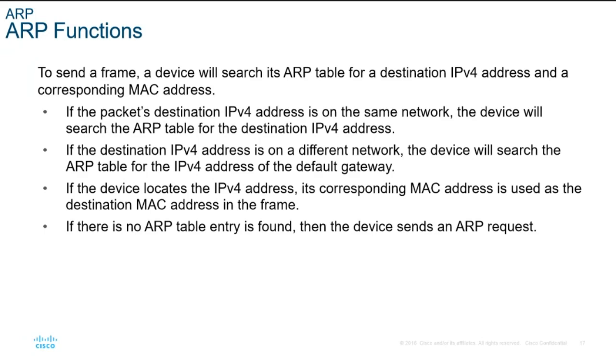And if the device locates the IPv4 address, its corresponding MAC address is used as the destination MAC address in the frame. And if no ARP table entry is found, then the device sends an ARP request.